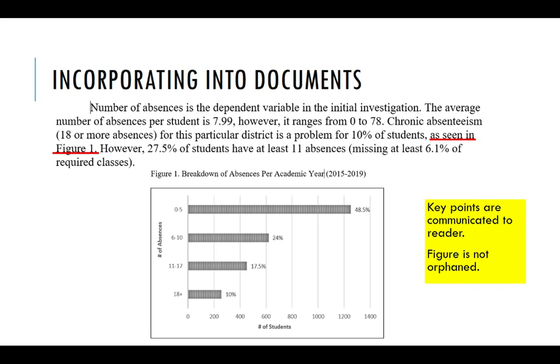However, 27.5% of students have at least one absence, missing at least 6.1% of required classes. And I'm telling you, that's another takeaway from this figure. So, bottom line, key points are communicated to the reader here. The figure's not orphaned, and the reader sees this reference to figure 1 before they get to figure 1.